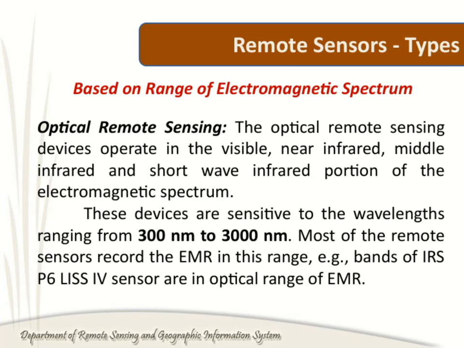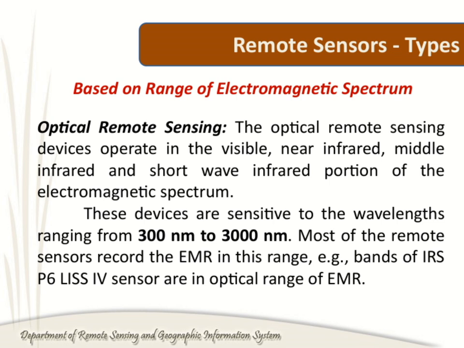Now, let's take a closer look at the types of remote sensors based on the range of the electromagnetic spectrum. Focusing on optical remote sensing, these devices operate within specific parts of the spectrum, namely the visible, near-infrared, middle-infrared, and short-wave infrared regions. What's important here is that these sensors are sensitive to wavelengths ranging from about 300 nanometers to 3,000 nanometers. That means they can detect a wide array of electromagnetic radiation within this range, which is crucial for various applications.